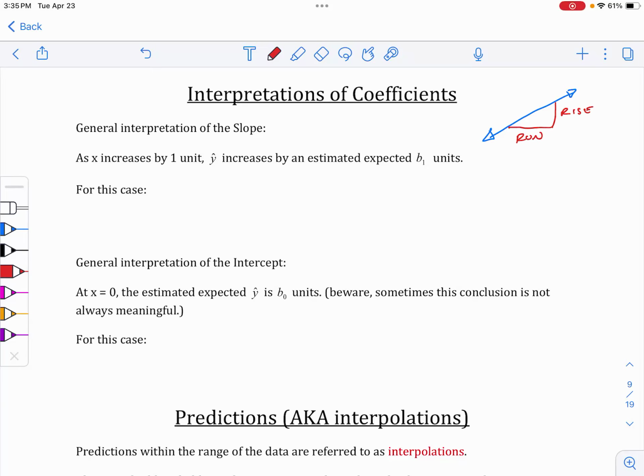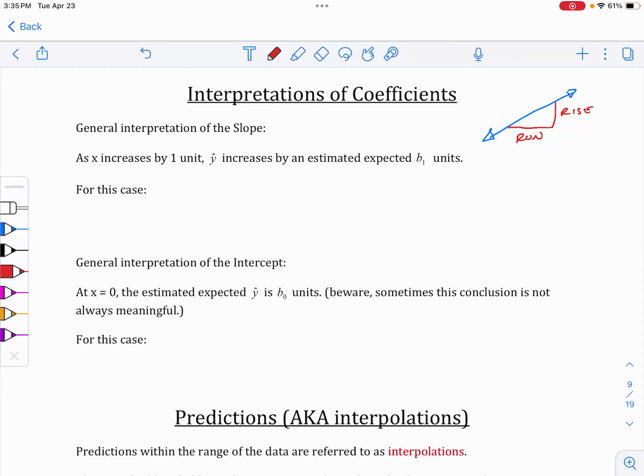Remember what the slope is. The slope is the rise over the run. You run some distance, travel some distance on X, and then rise a certain distance in order to get the slope of a line. That's how you calculate the slope. Well, the good news is our interpretation is very similar to that.